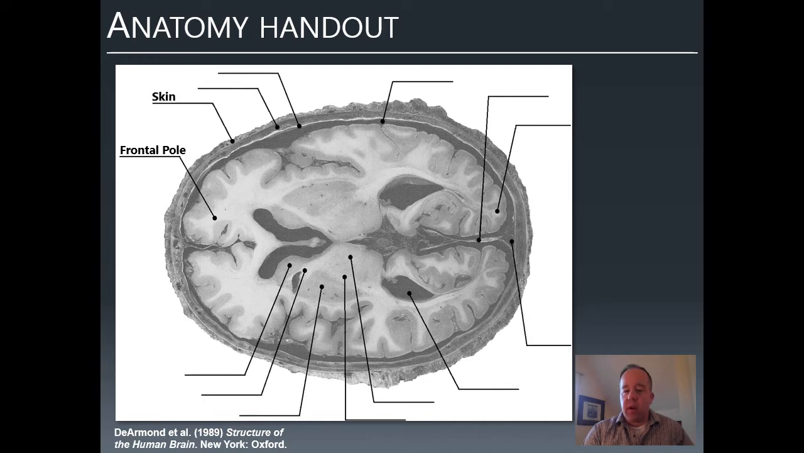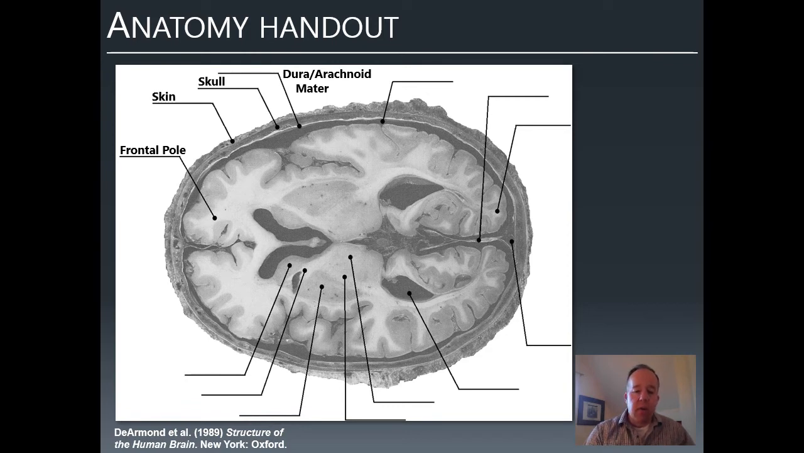Moving on, the outermost layer here is, of course, the skin. This is what's called an MRI. You may have had an MRI before, but this is an image. It includes not just the brain, but the tissue surrounding the brain. So here's the skin, here's the skull, this dark band. This sort of light-colored band are some of the meninges.